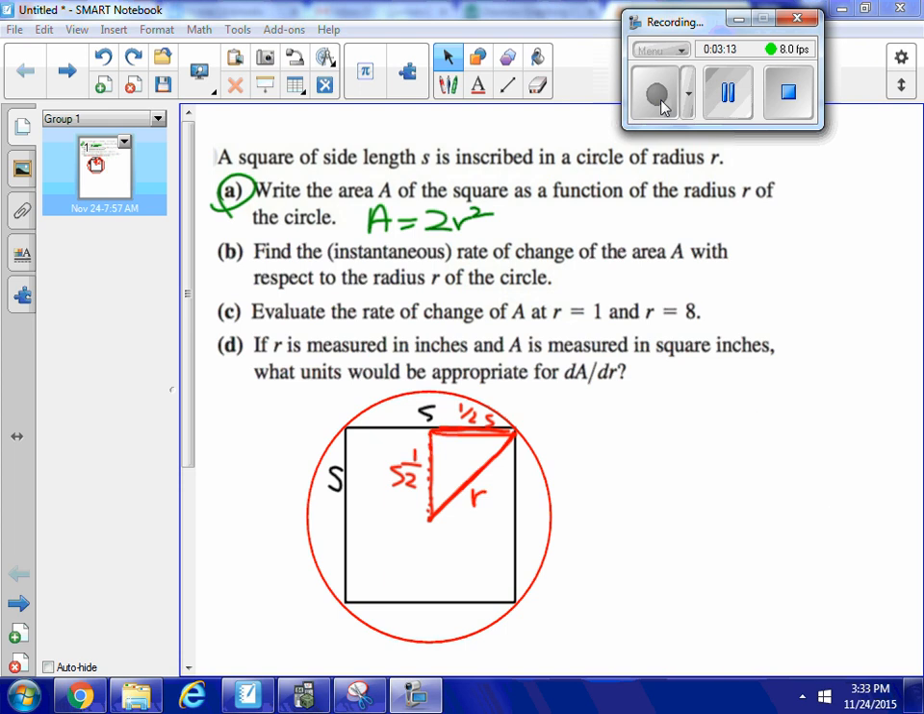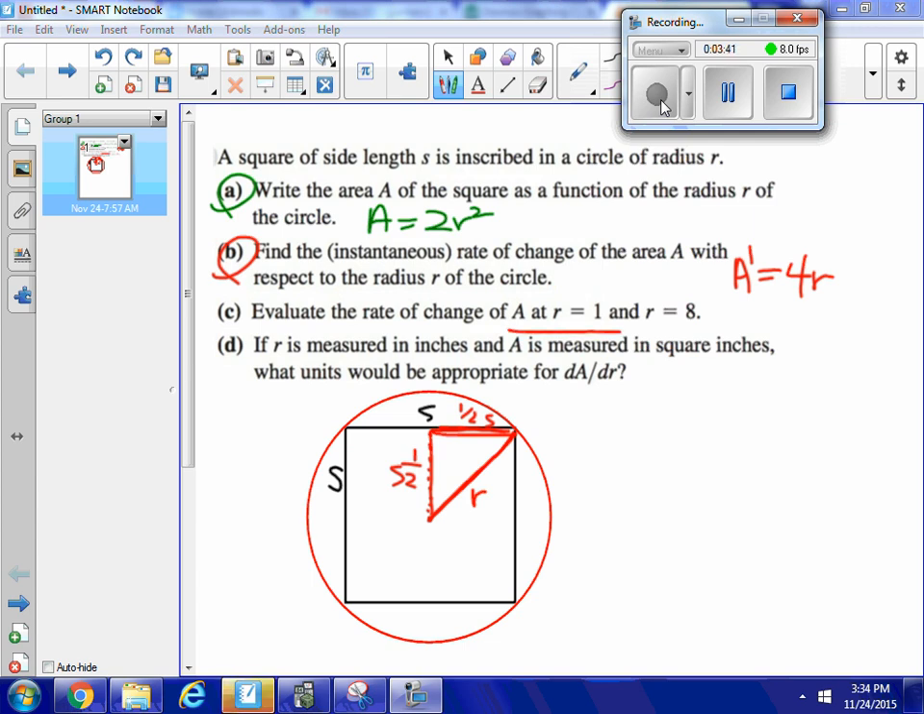Well, now that I know that, find the instantaneous rate of change of the area with respect to the radius. So basically find the derivative of the area. So A prime would equal 4r. That's the instantaneous rate of change of the area with respect to the radius. And what is it when my radius is 1 or my radius is 8?